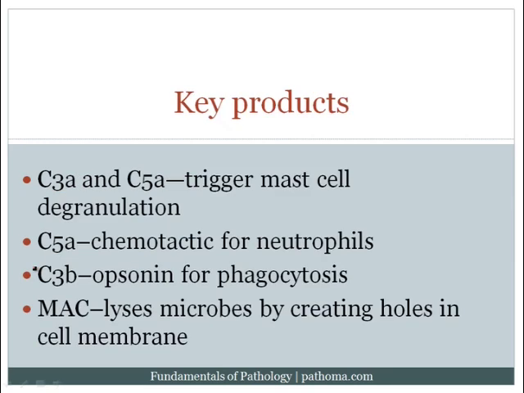So the key products that are generated by the complement system include C3a and C5a, and we know what they do. They trigger mast cell degranulation. Can you remember, from a couple slides back, what are the key activators of mast cells? Number one, tissue trauma. Number two, C3a and C5a. And number three, cross-linking of surface IgE by antigen. Excellent. So again, we want to burn these three key things in the back of our mind. These are the three ways by which mast cells get activated.